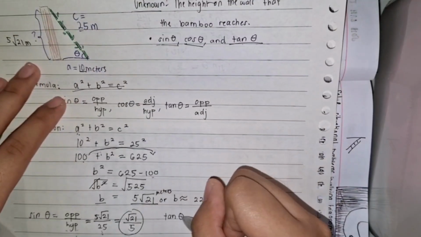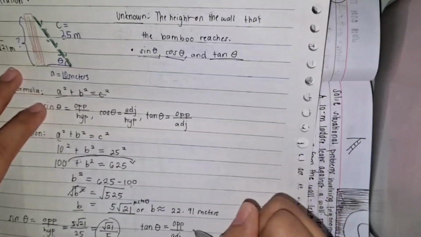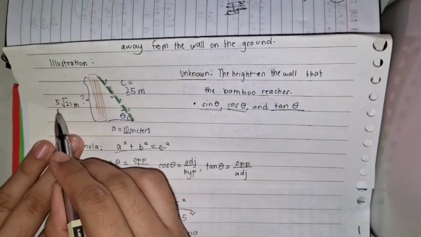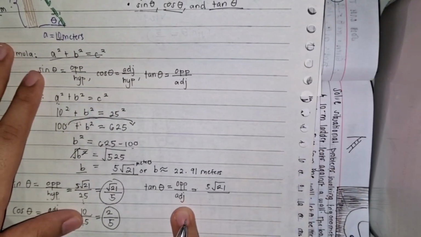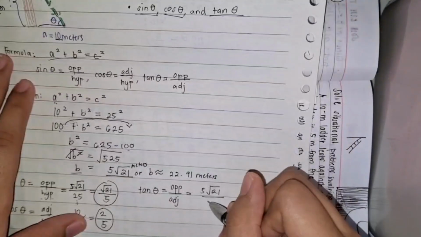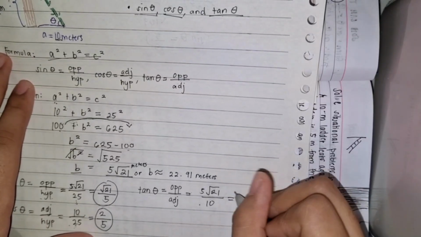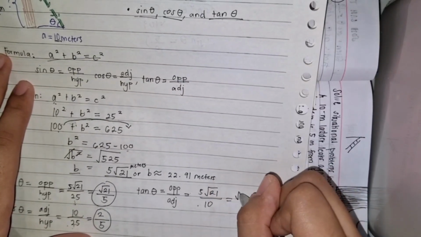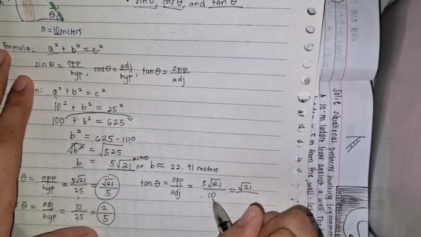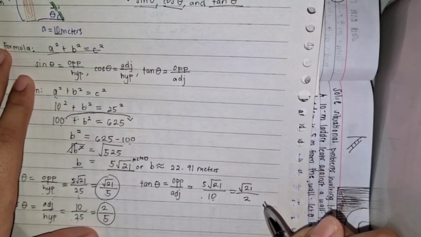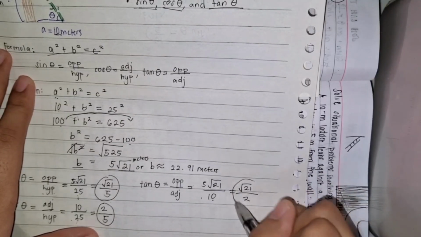You can use the formula of opposite over adjacent. So for the opposite, we have 5 square root of 21. 5 square root of 21 over the adjacent, 10 meters. Or just 10. This can still be simplified. 5 divided by 5 is equal to 1, so it will be eliminated here, leaving just the square root of 21 in the numerator. 10 divided by 5 would be 2. So tan theta would be square root of 21 over 2.